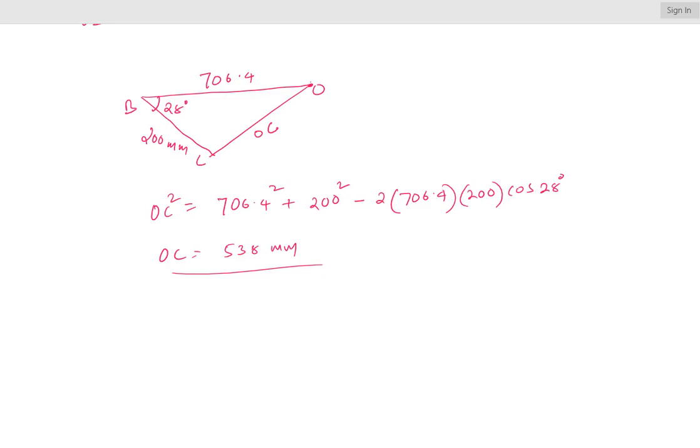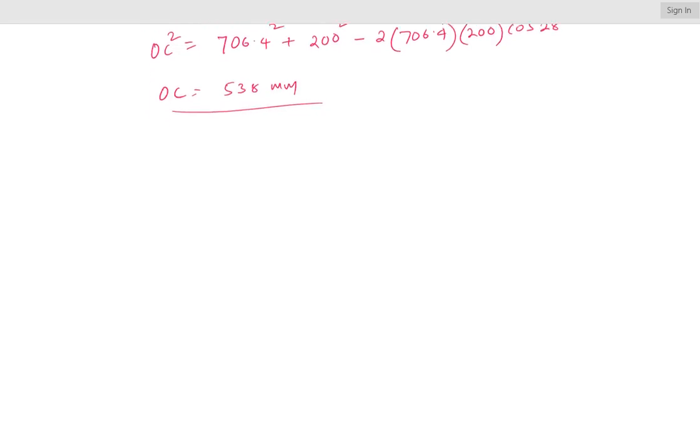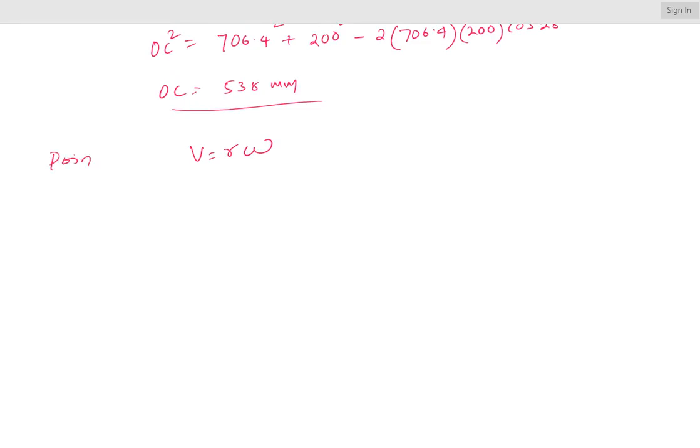Once we find omega, that omega is going to be the same for points A, B, and C. If we know the distances from the center to A, to B, and to C, which we already found, we can find VA, VB, VC. So how do we find omega? We can find it from V equals R omega. This is for point A.